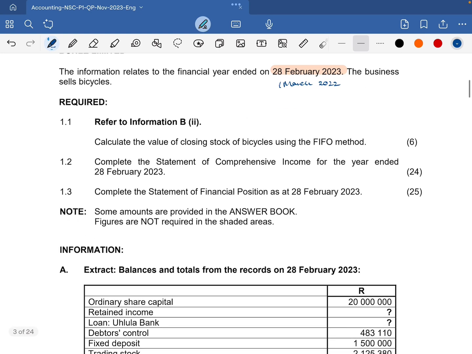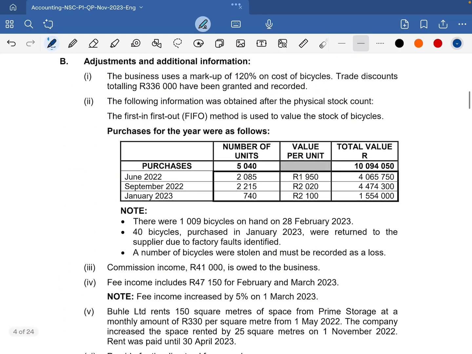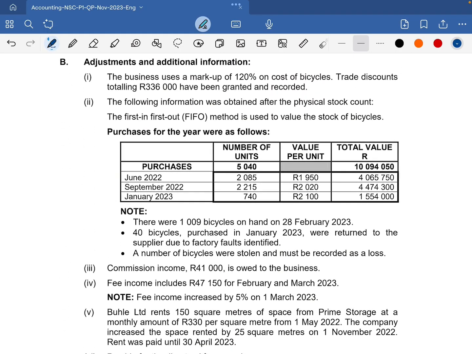2022. So the first requirement, we are required to refer to information B Roman figure 2, and then calculate the value of closing stock of bicycles using the FIFO method. So here we're calculating the value of closing stock of bicycles. Okay, let's look at the information that we're given. So B, adjustments and additional information. Roman figure 2 says the following information was obtained after the physical stock count. So the first in, first out method is used to value the stock of bicycles.